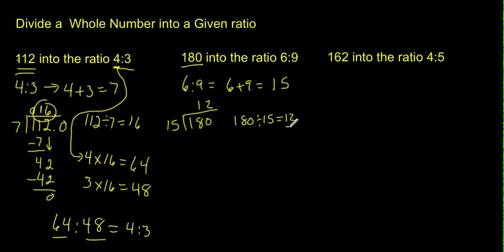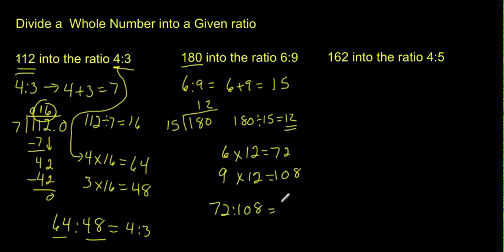So we're going to take this number and multiply it by 6 and by 9. 6 times 12 is 72, and 9 times 12 is 108. That means 180 in the ratio of 6 to 9 is going to be 72 to 108. If you add that up, you can see that it adds up to 180. Okay, let's go on to the next one.